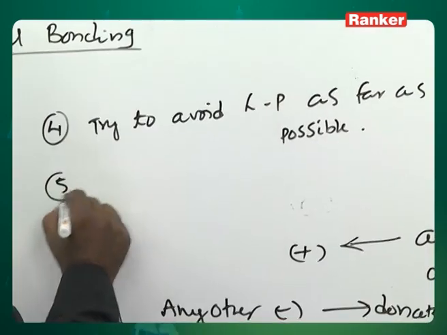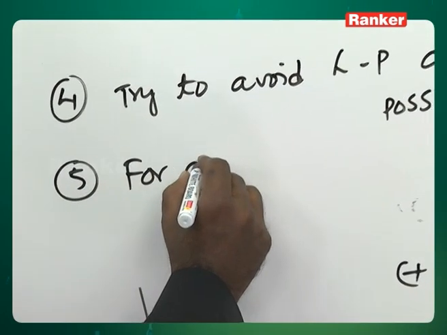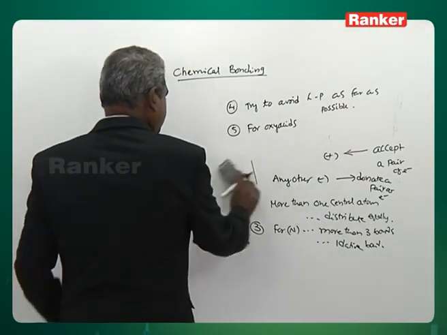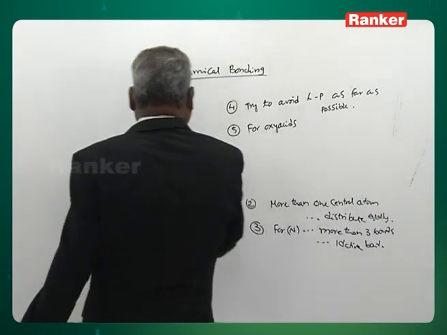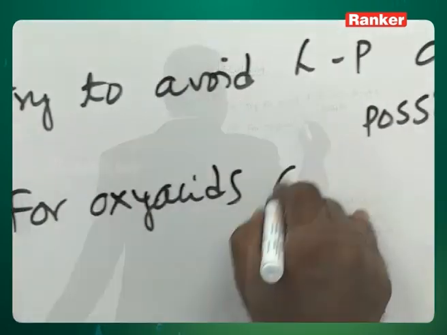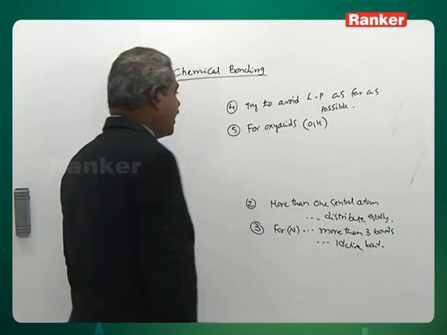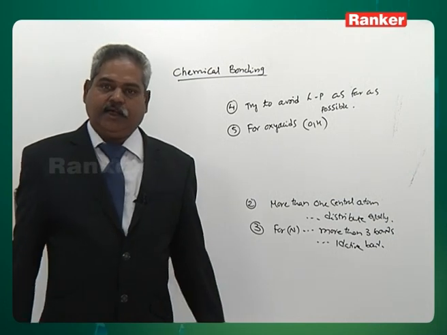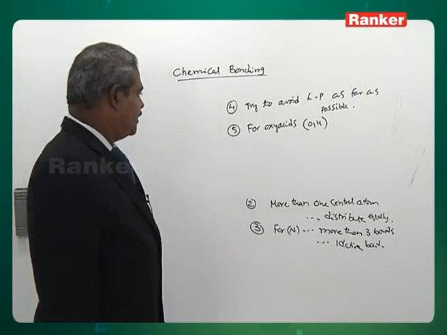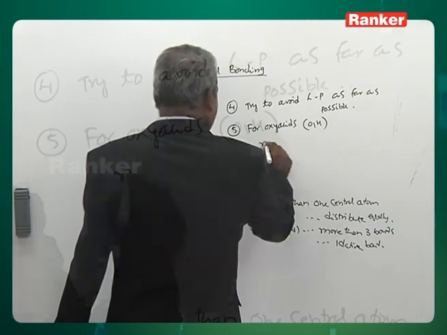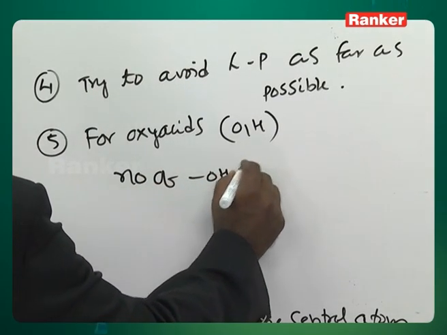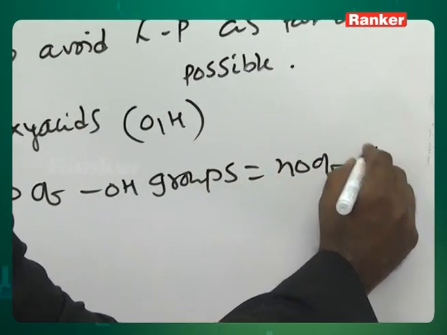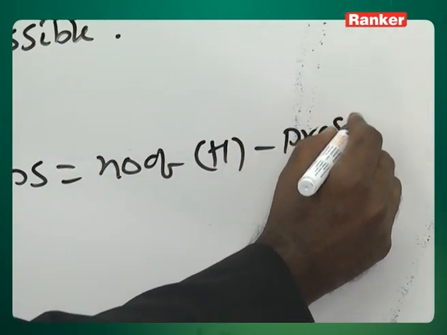5. For oxy acids, what are oxy acids? Acids which have both oxygen and hydrogen. H2SO4 is an oxy acid. H3PO4 is an oxy acid. For oxy acids, the number of OH groups is equal to the number of hydrogens present.